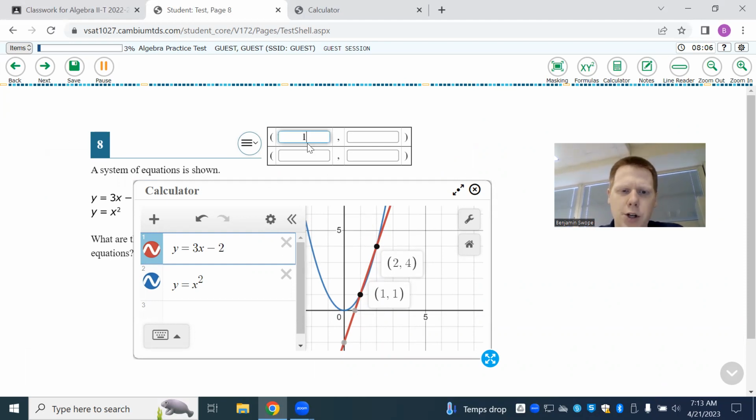But we would have two answers. So we'd have 1, 1, and we'd have 2, 4. The order you put them in doesn't matter. Like if I did 2, 4 on the top, 1, 1 on the bottom, that's fine. Just make sure you put both of the solutions if it asks.